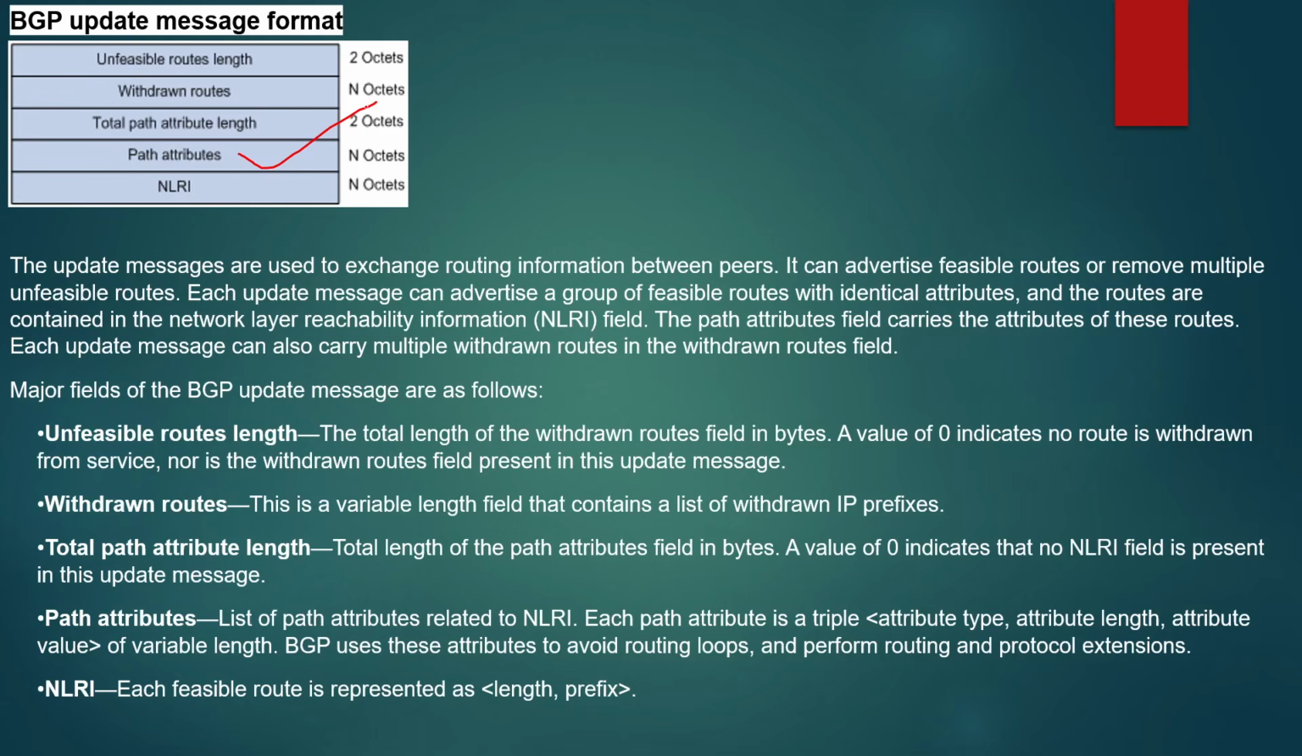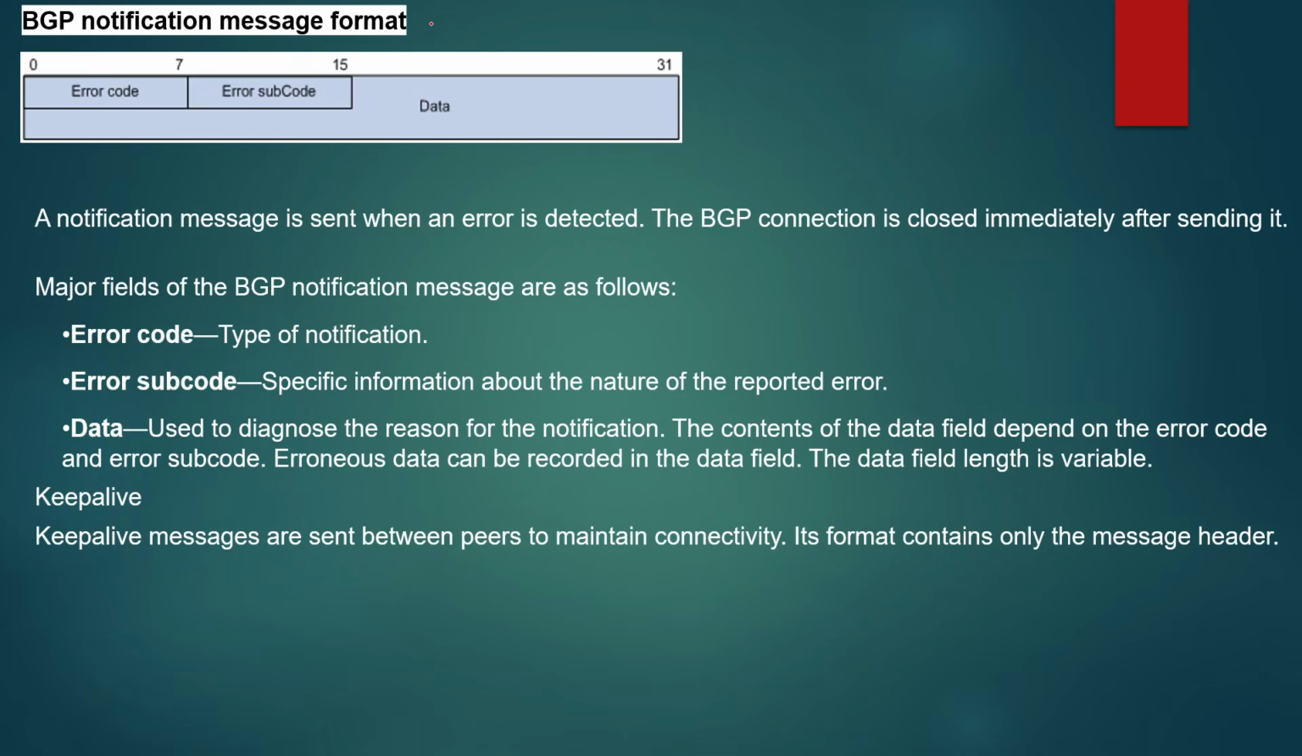What do I mean by path attributes? I'll tell you. Withdrawn routes means that if BGP is down, the routes will be withdrawn from your routing table, because the session is down and you have to remove the routes. If any link goes down, it will carry withdrawn routes. If a session is established, it will carry routes as well. So the update message generally carries BGP routes, the prefixes. And then the BGP notification.